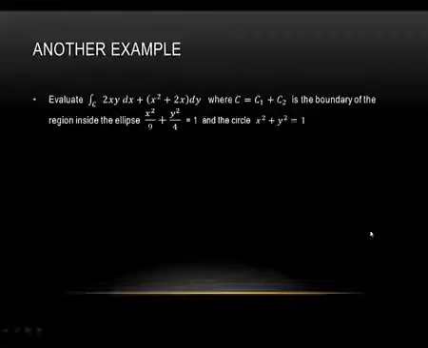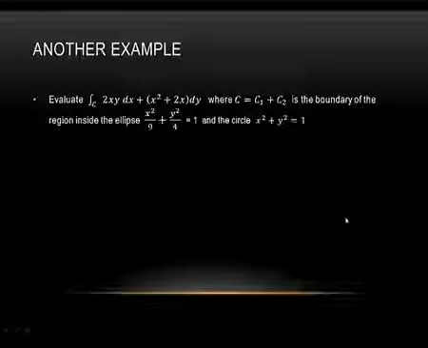So here's another example we're going to take a look at. We're going to evaluate another line integral, and this one's also written in differential form. We have the line integral 2xy dx plus x squared plus 2x dy about the curve C, where C is actually made up of 2 parts, and it's the boundary of the region inside the ellipse, x squared over 9 plus y squared over 4 equals 1, and the circle, x squared plus y squared equals 1. Let's take a look at this.